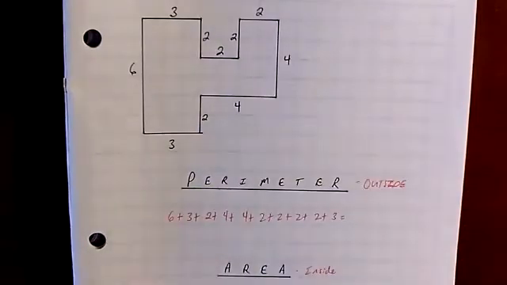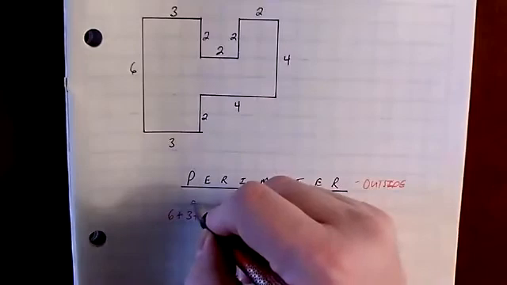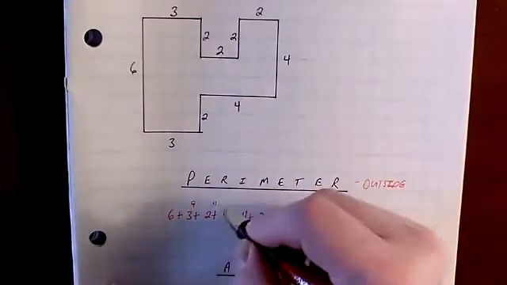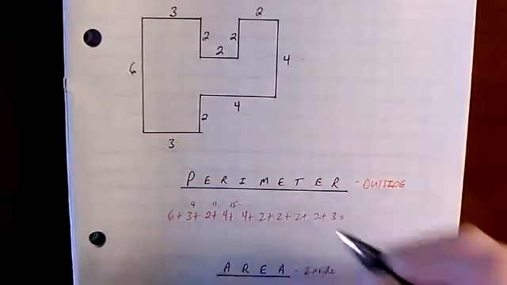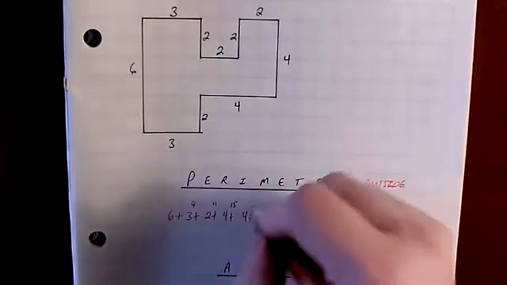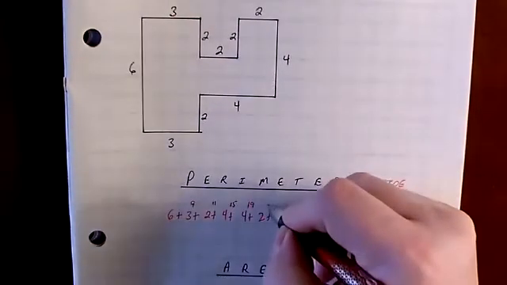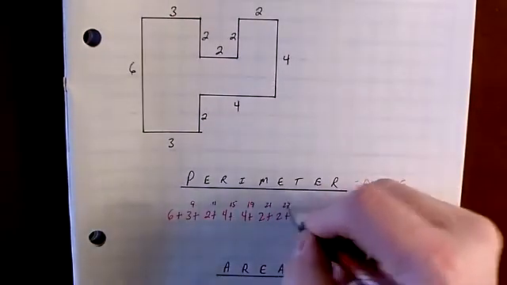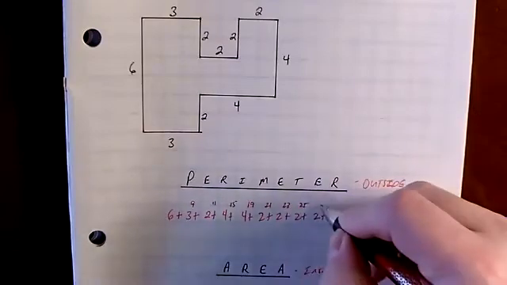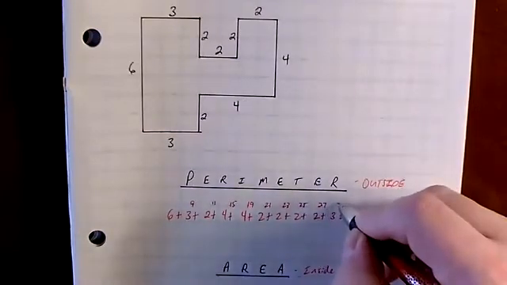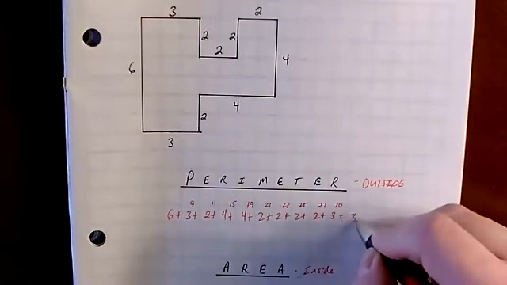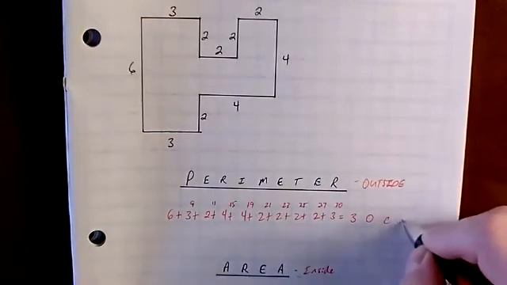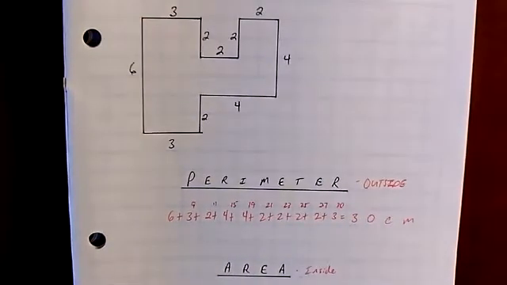Okay, so I have every side covered. Now I got to add them up. So 6 plus 3 is 9, plus 2 is 11, and I just keep a running total on the top. That just helps me. 19, 21, 23, 25, 27, and 30. So 30 centimeters is going to be our perimeter.